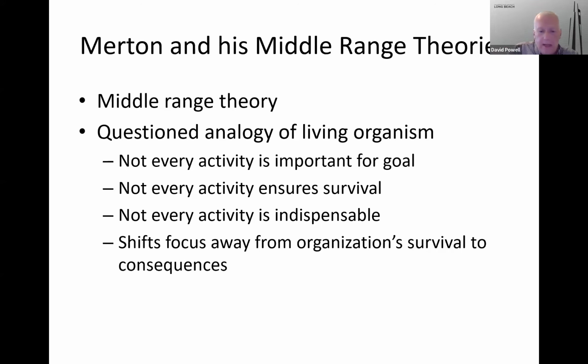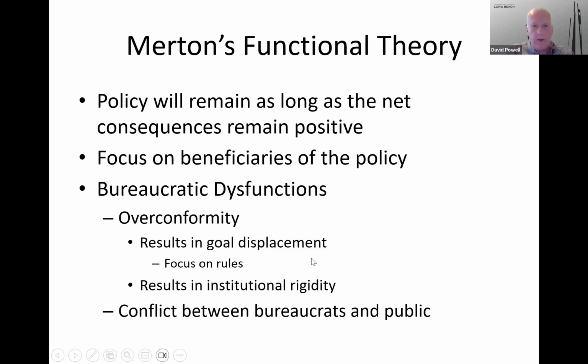So the importance of Merton is he shifts our focus away from looking at organizations as living organisms that are only trying to survive and shifts our focus away from organization survival to what he refers to as the consequences of the actions of the organization. So what Merton is telling us is that we need to look at the consequences of our outputs for our beneficiaries. So basically look at those outcomes. So these products and these programs and these services that we are providing, what do those services then mean for our beneficiaries?